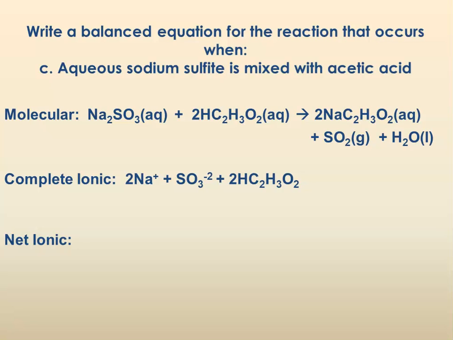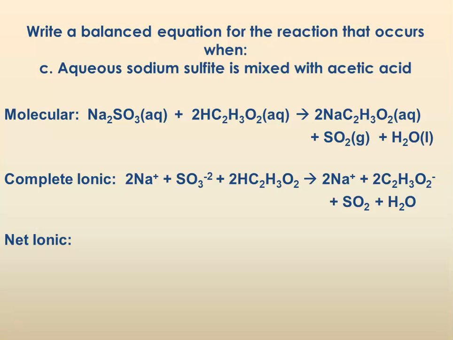Our sodium acetate compound on the product side is an ionic compound. It has an alkali metal as well as acetate ions, so it is going to dissociate. Keeping in mind we need two of each ion since we had two molecules of NaC2H3O2 present. Our gas and our water remain unchanged.